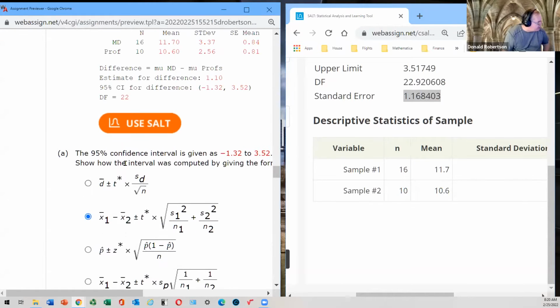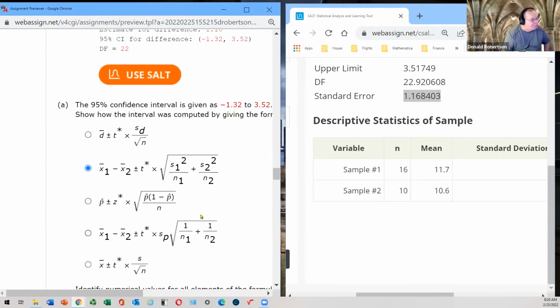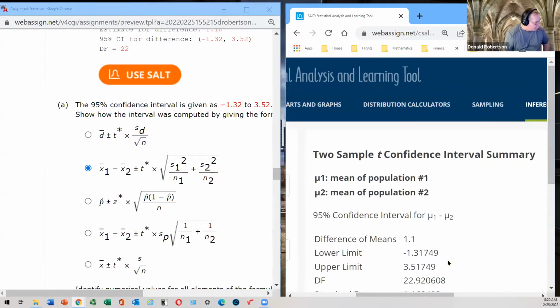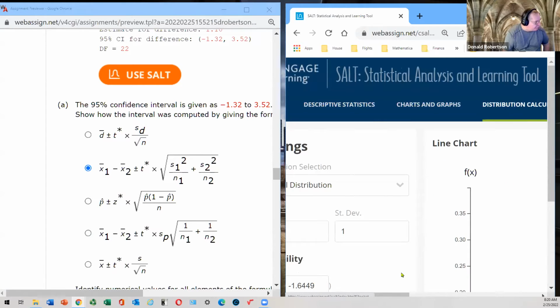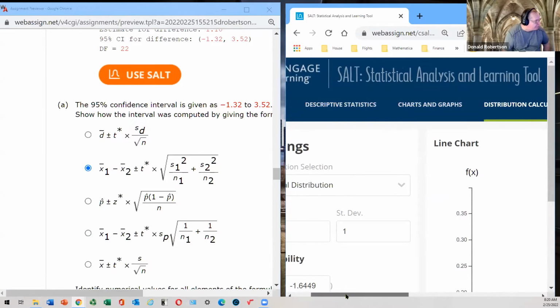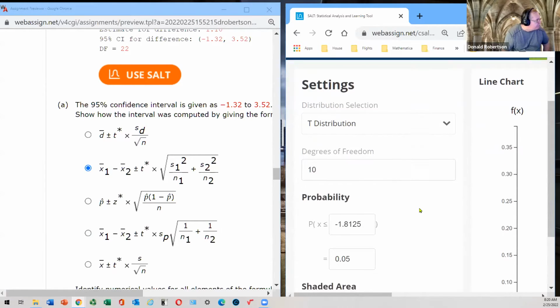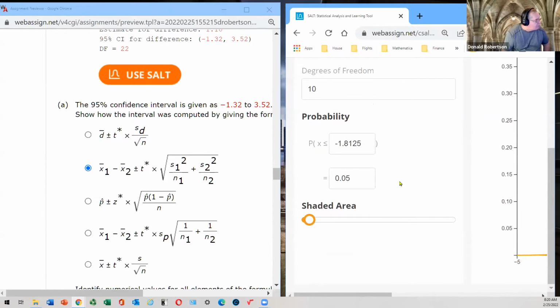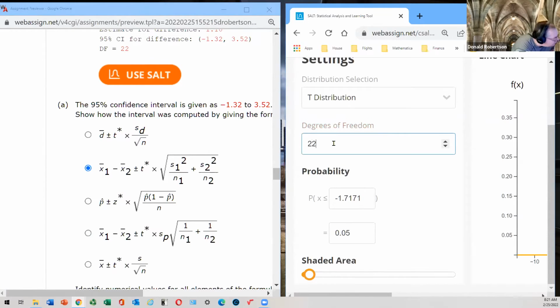And this one is a 95% confidence interval, and I don't know the multiplier yet. So I'm going to have to hit this again. I'm going to go hunting for it. So it's going to be a distribution calculation. T-distribution. Degrees of freedom. Well, they told us up here it's 22. And I am looking for a 95%.